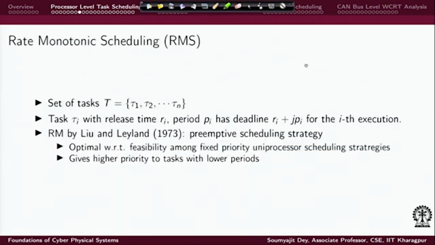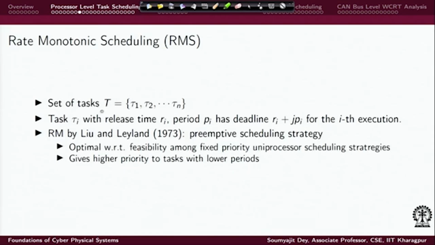Now, let us get started with our first scheduling algorithm. We will start with one of the most popular yet simplest scheduling algorithms, known as RMS or rate monotonic scheduling. It was invented by Liu and Layland in 1973. It is a preemptive scheduling strategy. That means once the task set is updated, the priorities will be checked, and if a high priority task recently arrived, it can preempt the currently executing task.